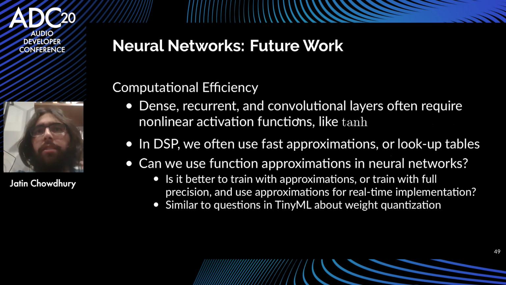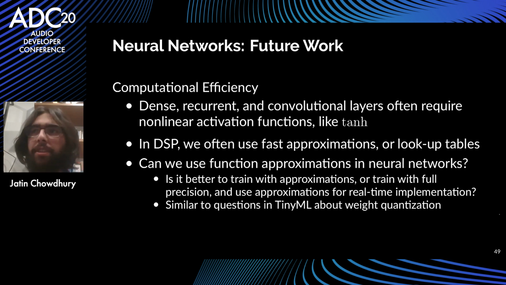As I mentioned, all of these neural networks, so the dense layers, the recurrent layers, the convolutional layers you might use in a neural network, they often require these nonlinear functions like the tanh function or the sigmoid function. And in signal processing, we know that we can use an approximation like a Padé approximation or a lookup table. And I think there needs to be a bit more research into using these approximations in neural networks, since neural networks are very finicky.